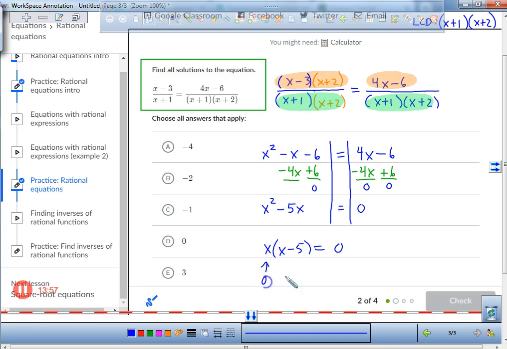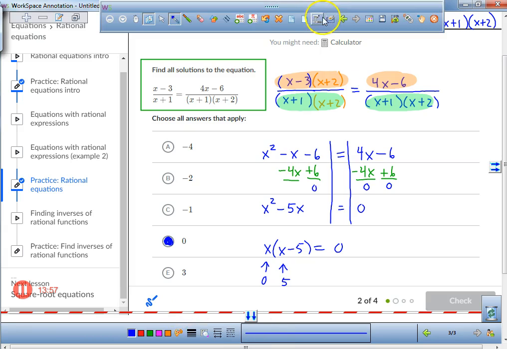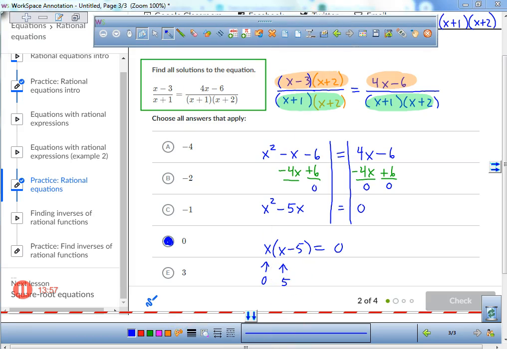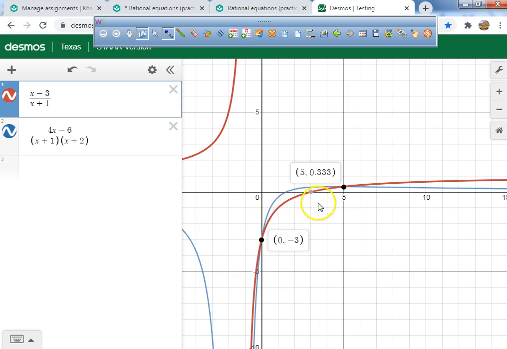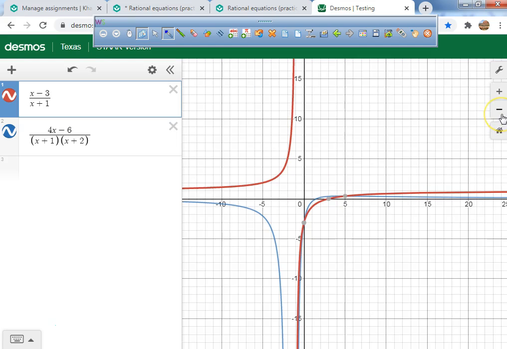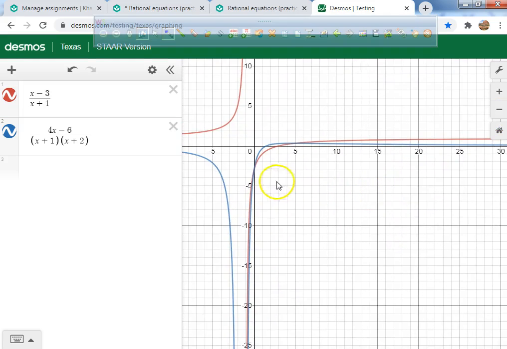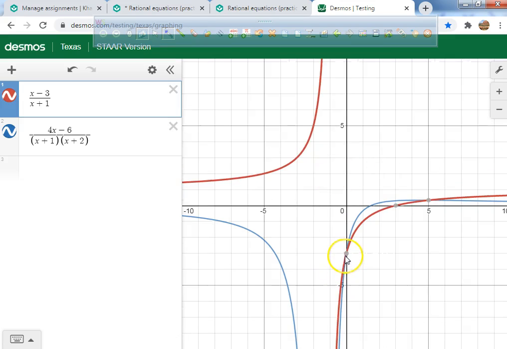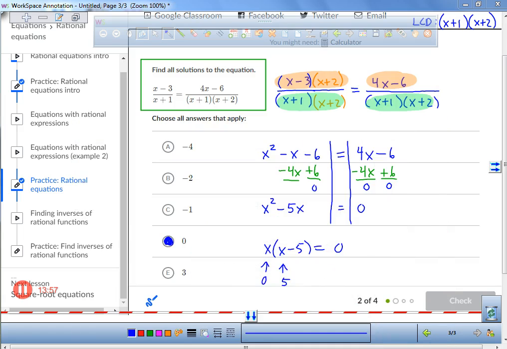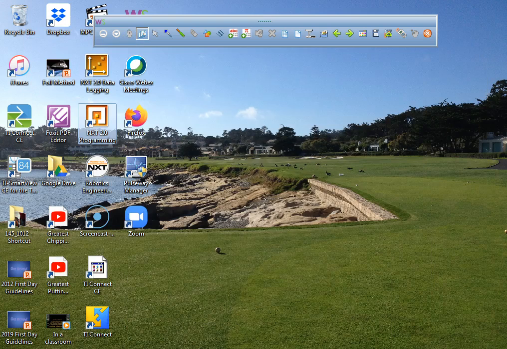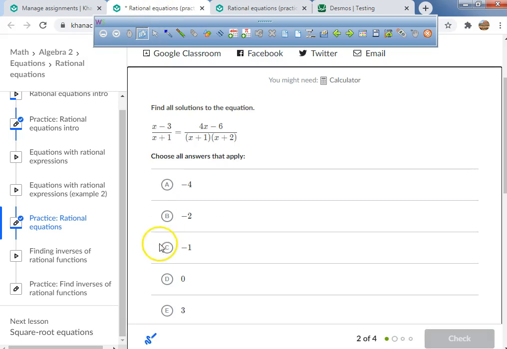And I could put a 0, or I could put what number? 5. But I don't see a 5 here. I only see a 0. And when I typed it into Desmos, exactly as it appears, where do these intersect? 0 and 5. They don't intersect anywhere else. So if I get it wrong, I'll be curious what they say the other answer is. All right, 0 and 5. So I'm only going to select 0.